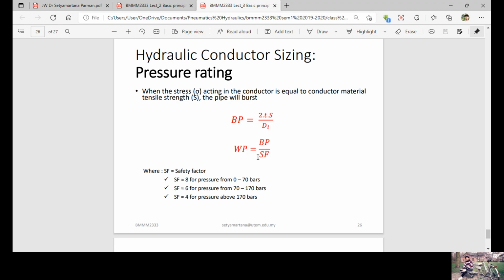So the safety factor is usually taken as 8 for pressure 0 until 70 bars, and then taken as 6 for pressure 70 until 170 bars, and then the safety factor about 4 for pressure above 170 bar.